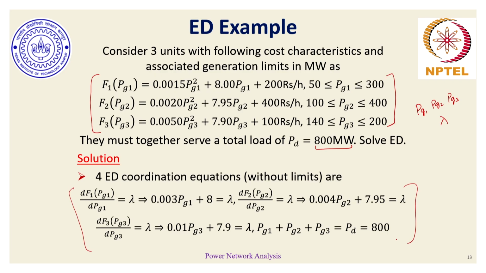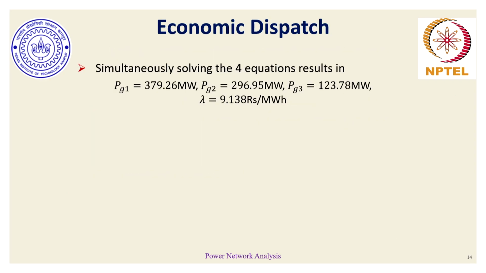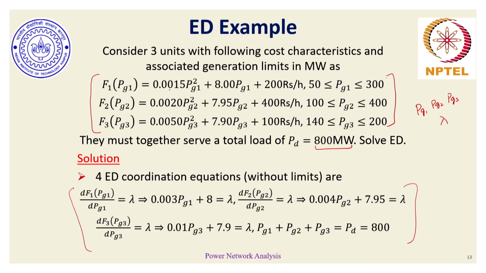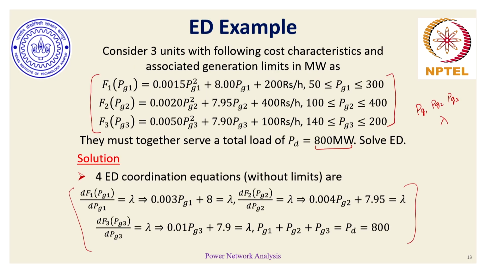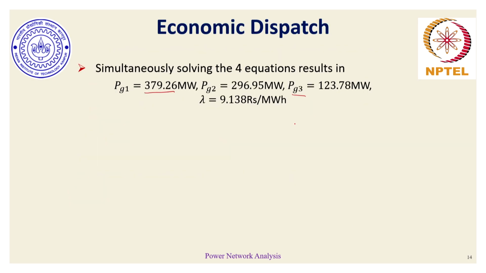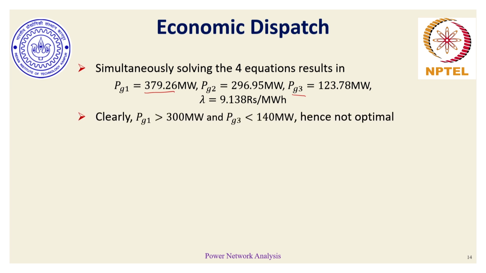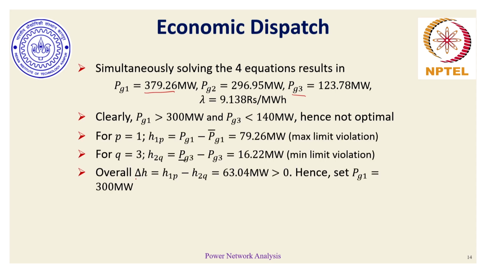We solve them, and when we solve them, we can see that generation number 1 and generation number 3 are not within their limits. Generation 1 is violating its maximum limit. Generation 3 is violating its minimum limit. Generation 2 is in between the limits. So basically, we have a case where the solution is still not obtained. So what we do, we find delta H. PG1 is violating its maximum limit, PG3 is violating its minimum limit, so we find delta H. Delta H turns out to be positive, so we first set PG1 at its maximum value.